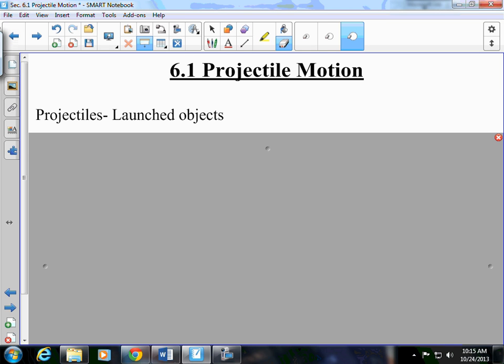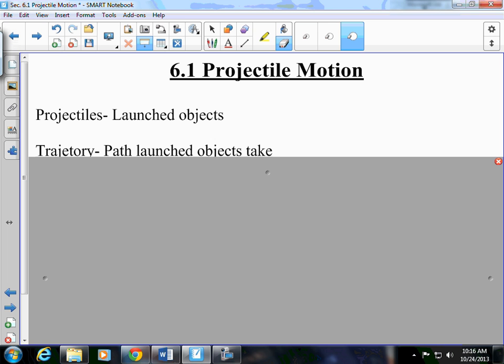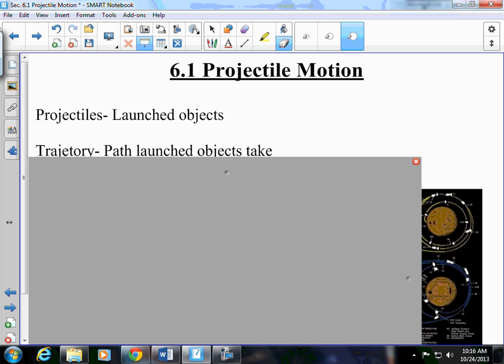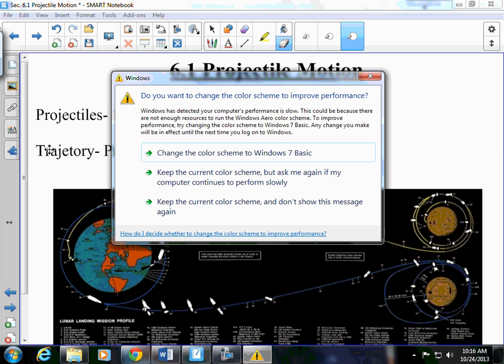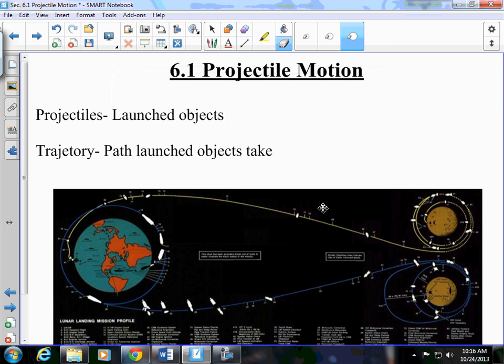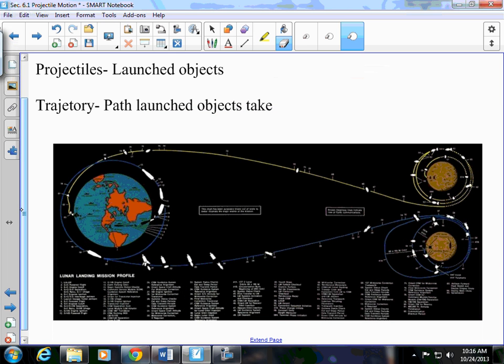So when we talk about projectile motion, there are two pieces of vocabulary to get a hold of. First off, a projectile, which hopefully all of you know is a launched object. And then a trajectory is the path that object takes. Here on the bottom is probably one of the most famous trajectories in the history of mankind. Here's the trajectory that Apollo 11 took to the moon. Apollo 11 is definitely a projectile since it was launched by a rocket. So just kind of an idea. Now that's a complex trajectory.